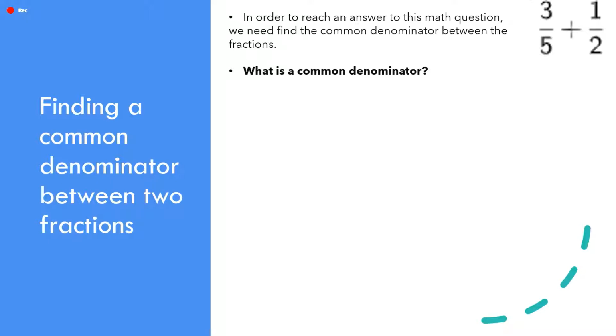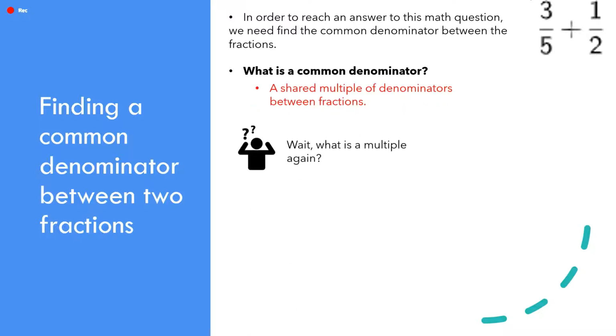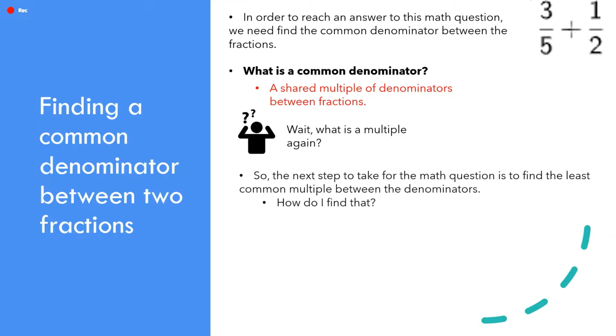But what is a common denominator? Well, a definition for common denominator is the shared multiple of denominators between fractions. Okay, so there's another term in there you may have to revisit. Multiple. What is a multiple again? Well, a multiple is a number that can be divided by another number without a remainder.